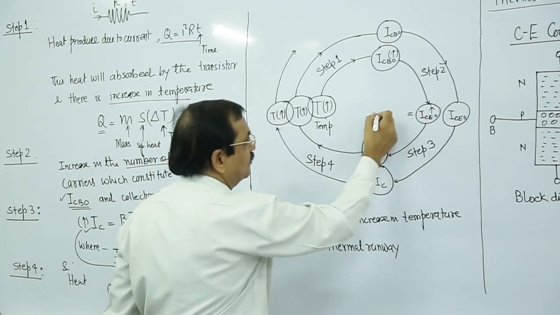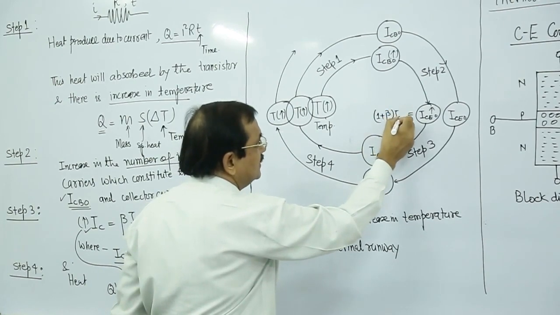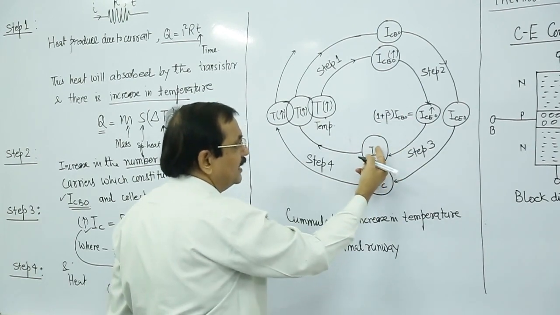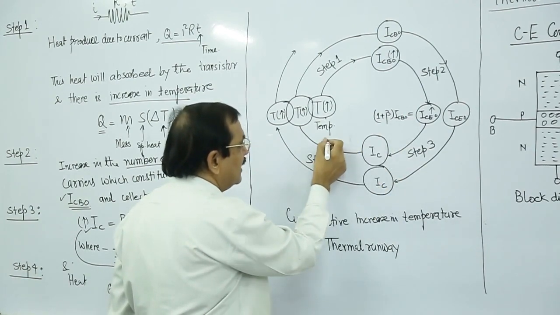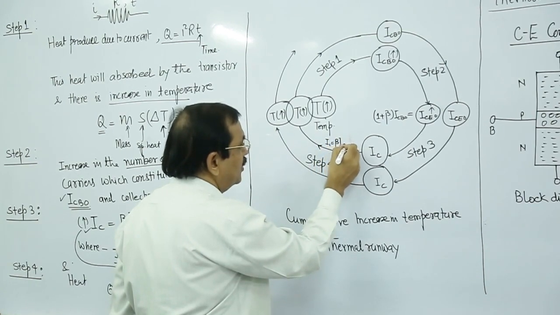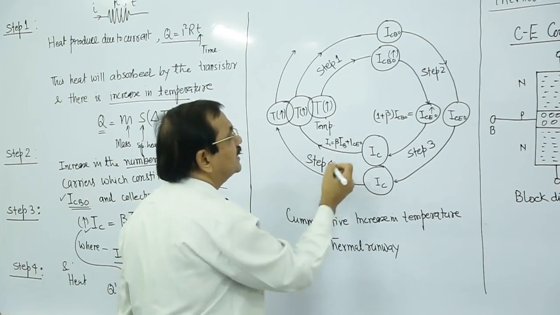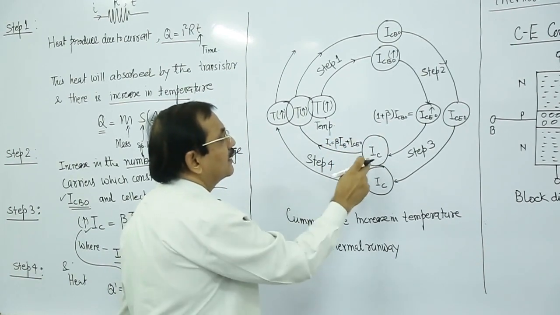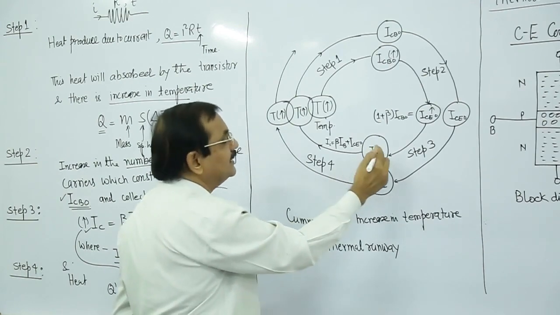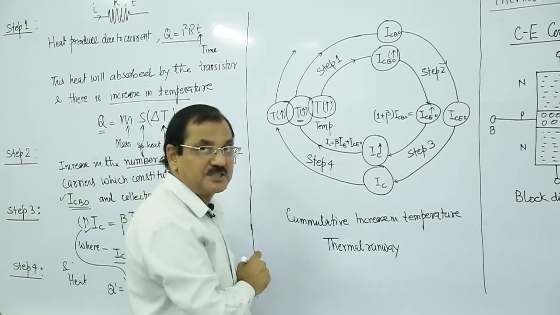What is ICEO? 1 plus beta ICBO. This will increase, and this will increase this IC. So IC is equal to beta IB plus ICEO. So there is an increase of IC. This IC increase will increase the temperature.